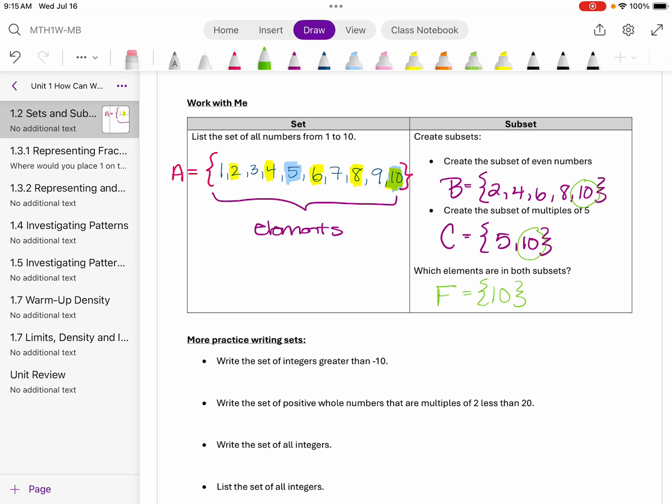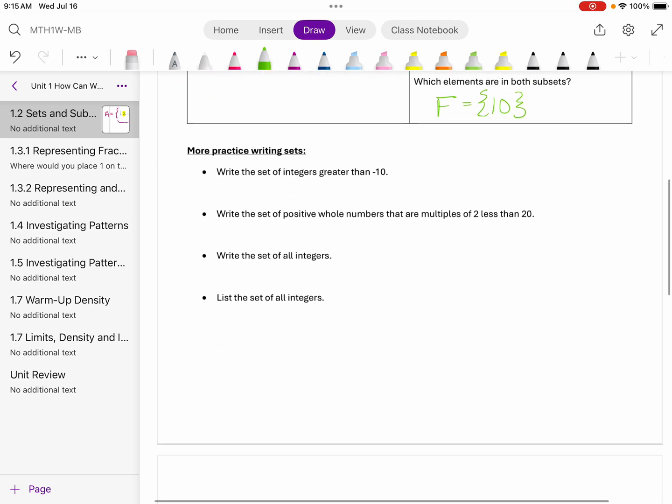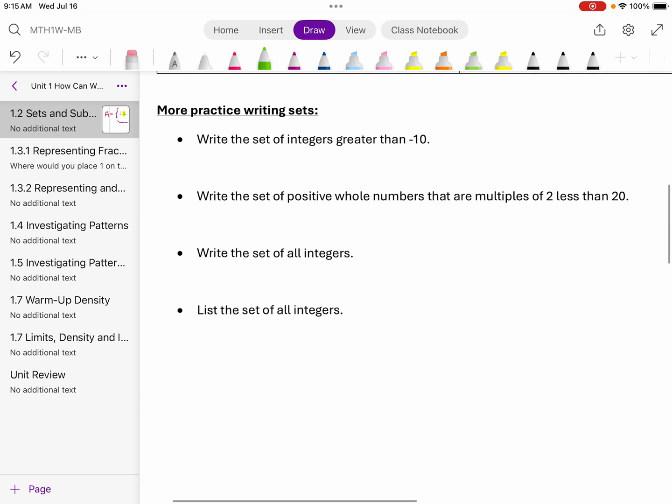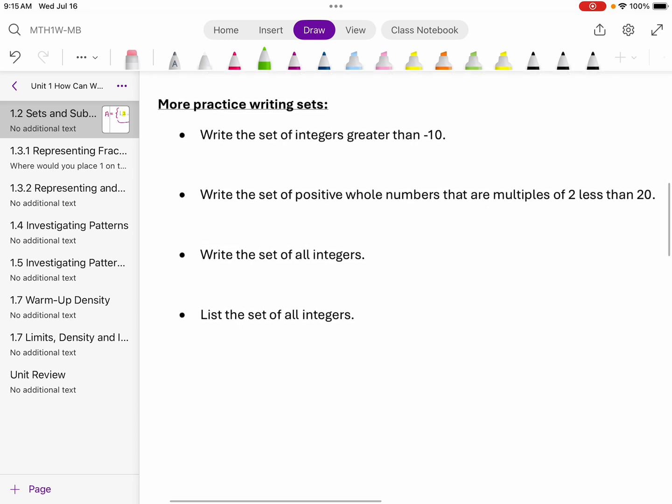Okay, we are going to do some more practice writing sets. So I've got a couple examples here. Each time I want you to pause the video, try the example, and then press play to make sure that you're correct. So write the set of integers greater than negative 10. So pause the video, press play when you're ready. So I'm going to call this A again.